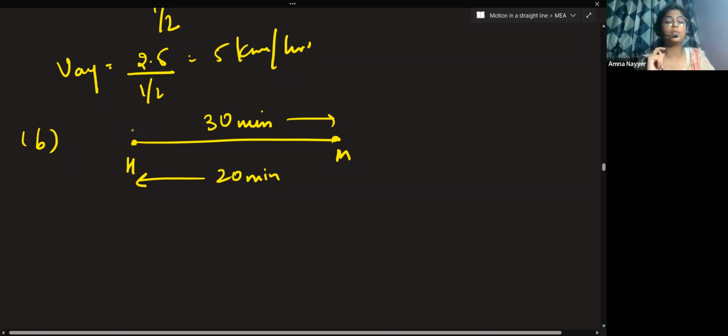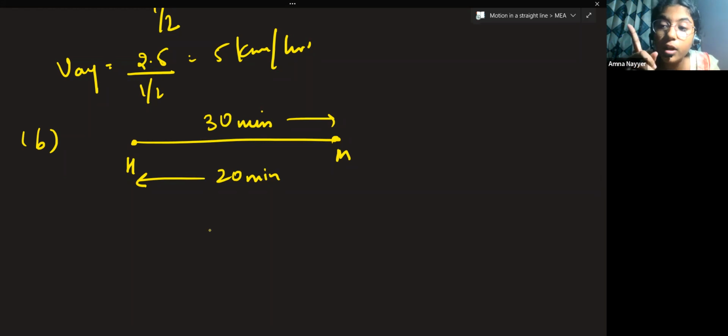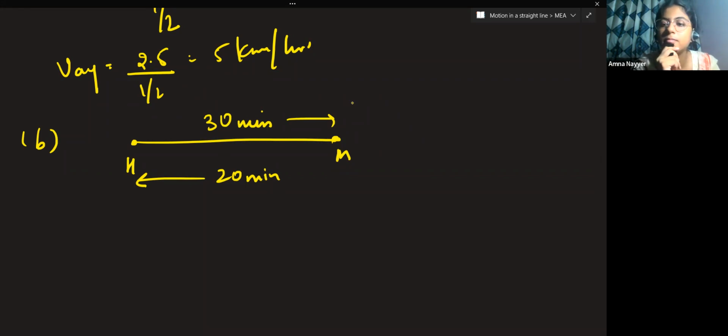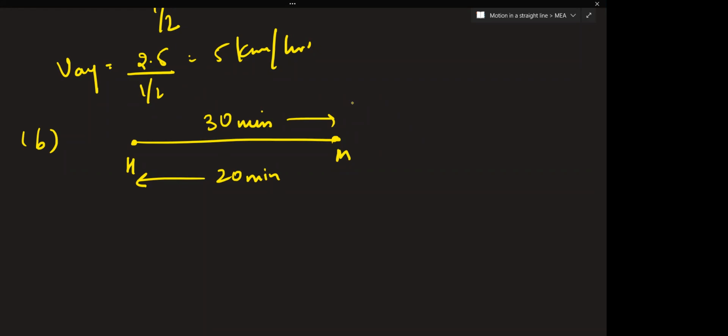But now let's focus on 40 minutes. Can anyone tell where the person will be at t = 40 minutes? See, t = 40 minutes is from the beginning, which means starting from here and covering 30 minutes. Any idea? Anyone? Or you can make guesses at least. I'll tell the answer. Ma'am, can you repeat the question once?